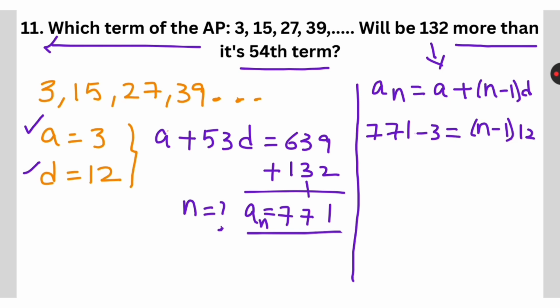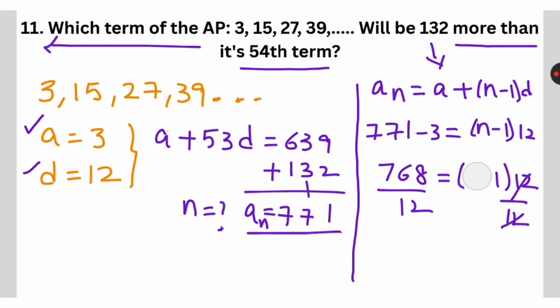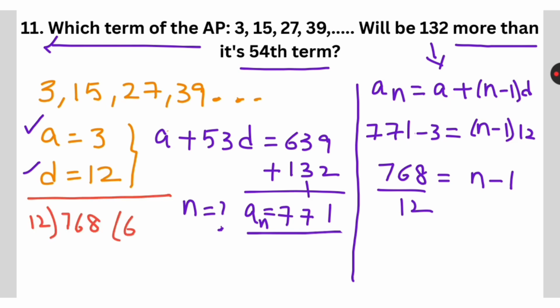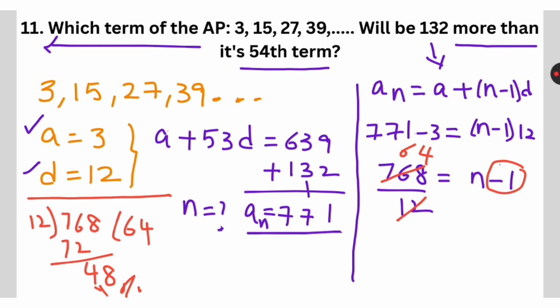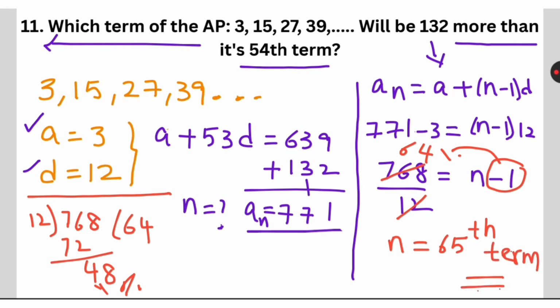771 minus 3 gives 768, that is equal to n minus 1 into 12. So both sides divide by 12. Here 12 gets cancelled, so we are left with only n minus 1 on the right hand side. Now 768 divided by 12: 12 6s are 72, so that is 48, 12 4s are 48, so 12 64s are 768. Then this minus 1 sent to the left hand side turns into 64 plus 1, that is your n. 65th term is 771. Let's go to the 12th question.